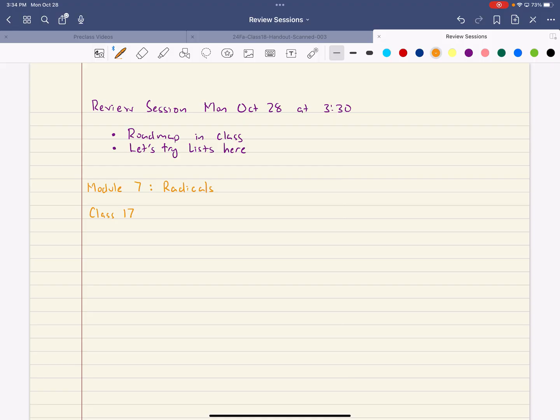It turns out that the classes divide very evenly between modules. There are 2 classes per module. So for Module 7 of radicals, we have Class 17. Our first reaction in Class 17 is going to be obviously reaction 17A. And I like to label my reactions with a name. 17A is radical halogenation.